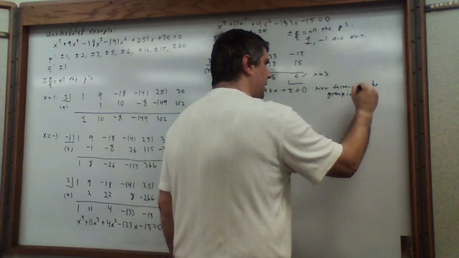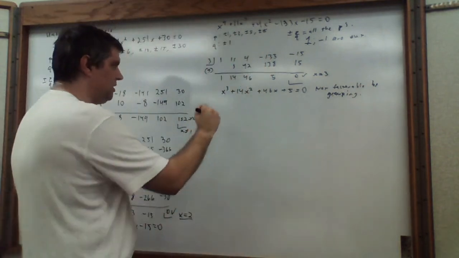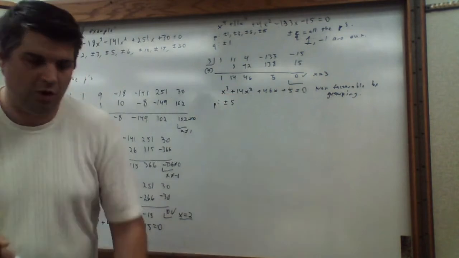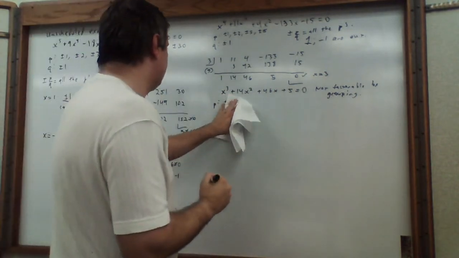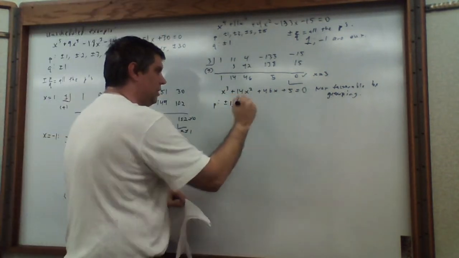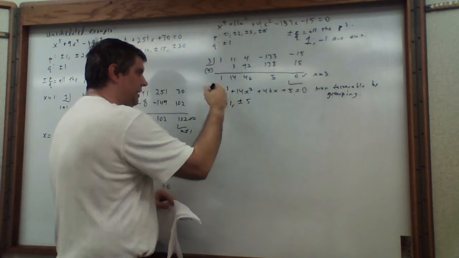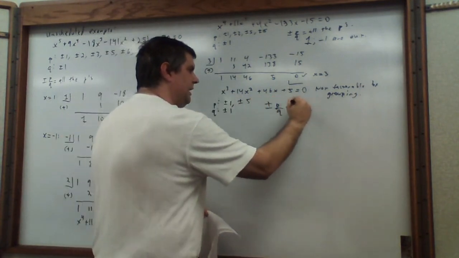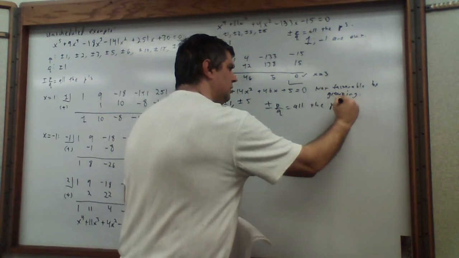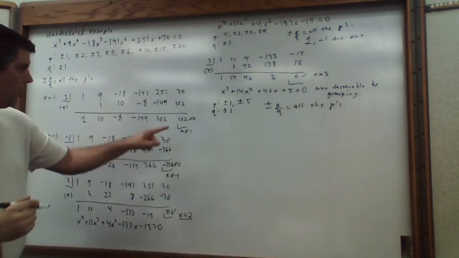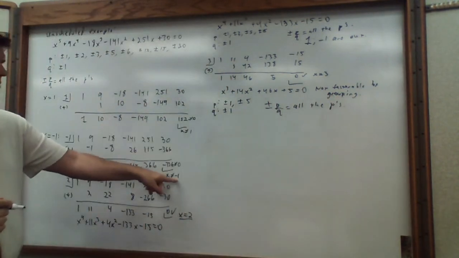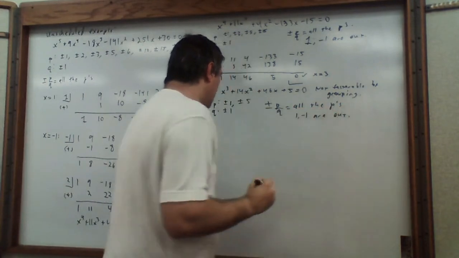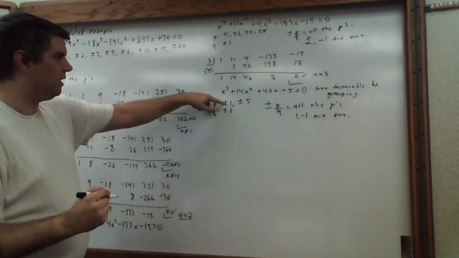Not factorable by grouping. So we're going to have to mind our P's and Q's again. P is all my factors of 5: 1 and 5. Q is all the factors of the lead coefficient, 1. So plus or minus P over Q is all the P's. But again, 1 and negative 1 are out. So 1 is out, negative 1 is out, so now we'll go to 5.